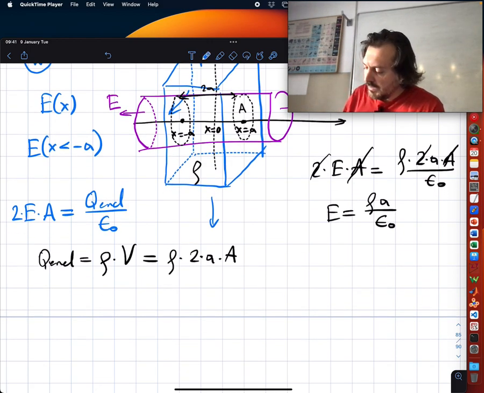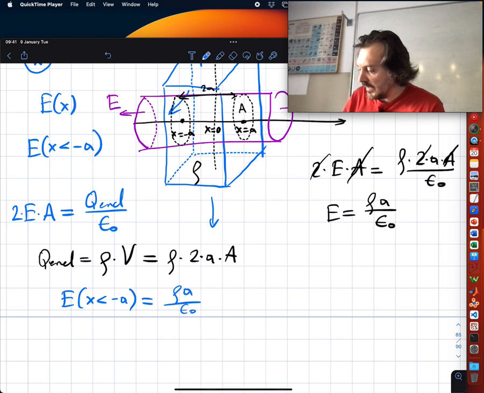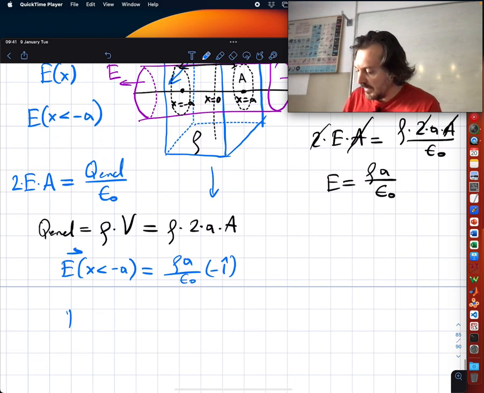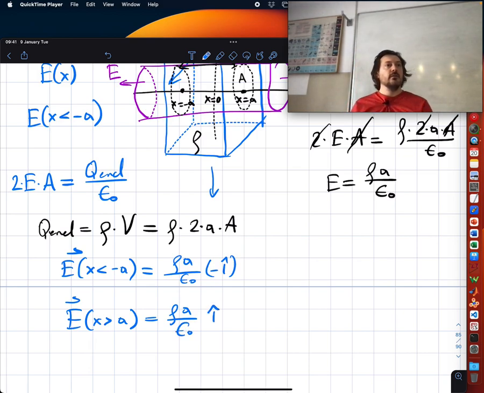So for x less than A, it's rho A over epsilon 0 in the negative i direction, right? And for x greater than A, it is also constant and it's pointing to the right. Right? Yes?